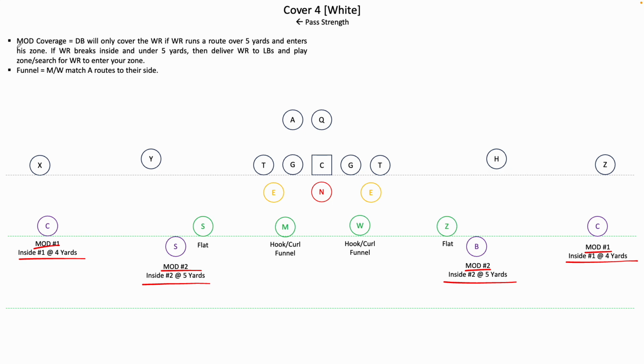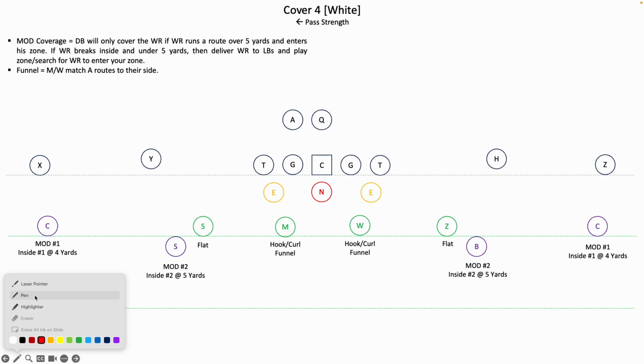Okay, what does mod coverage mean? It's up here. The DB will only cover the wide receiver if the wide receiver runs a route over 5 yards and enters his zone. If a wide receiver breaks inside and under 5 yards, then deliver the wide receivers to the linebackers and play zone. Okay, so let's talk about that first. We don't care about anything that happens before this 5-yard landmark.